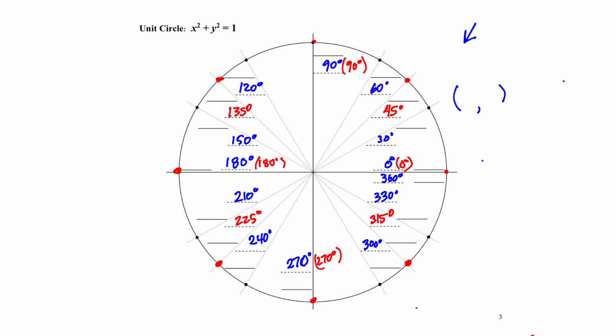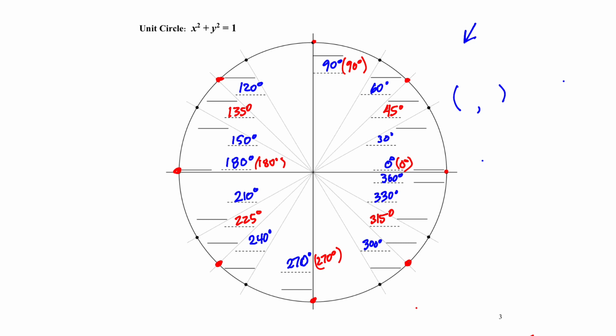So literally we're going in 45s. We have 0, then we have 45, and then we have 90. If you add 45 to 90, you're at 135. If you add 45 to 135, you're at 180. And then add 45 to that, you're at 225. Add 45 to that, you're at 270. And then 315, and then 0. So we're counting in 45s.